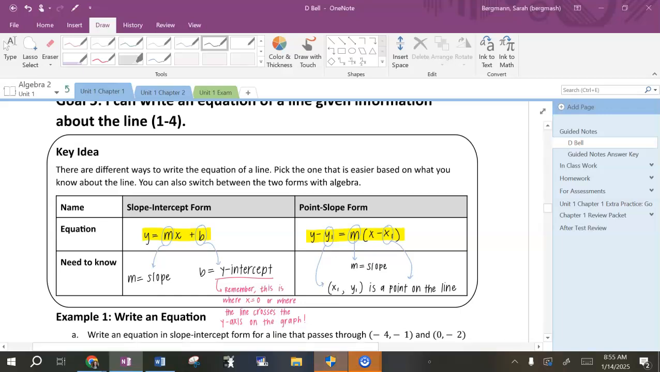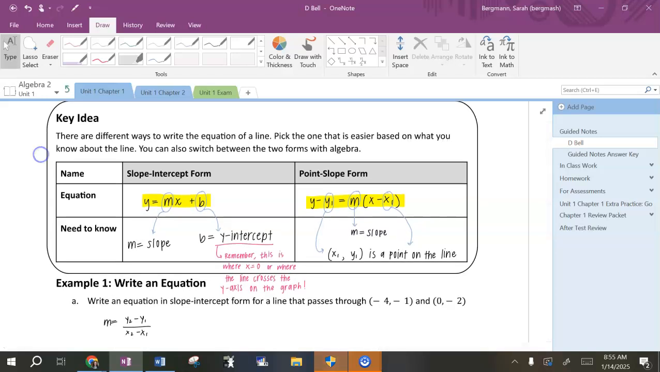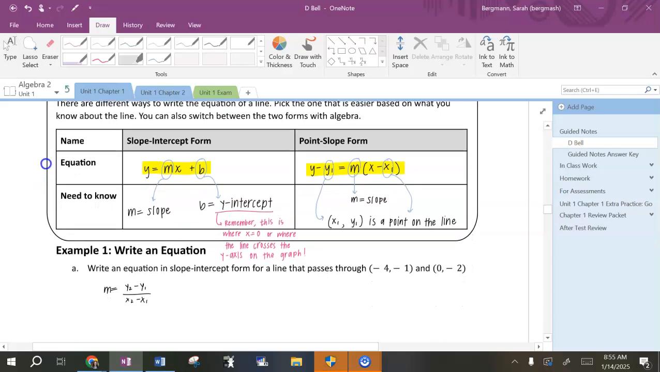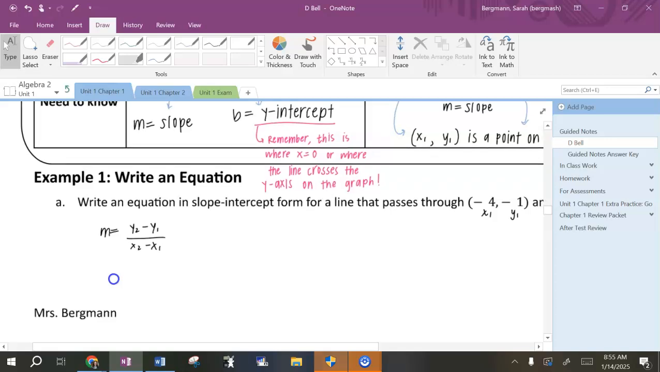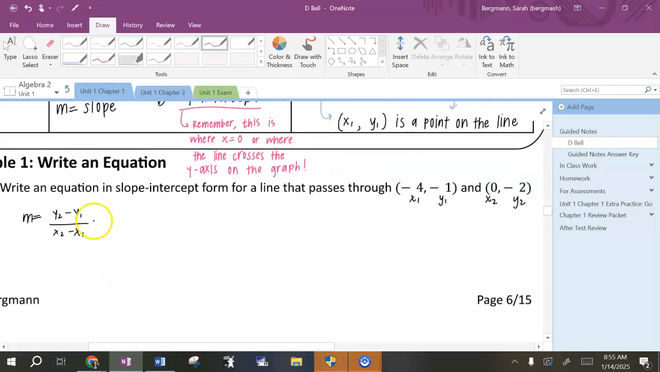For the y-intercept, remember, as a reminder, that is where the line crosses the y-axis on the graph, or in other words, where x is equal to 0. Also notice that in both forms, you need m, the slope. So if they don't give you the slope, that's the first step. So for example, this one, they don't give us the slope. We have x1, y1, x2, y2, but we don't have a slope. So that's our first step, is to calculate the slope.